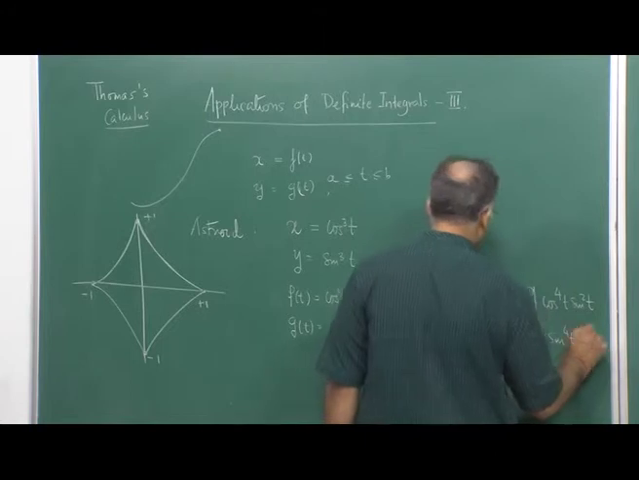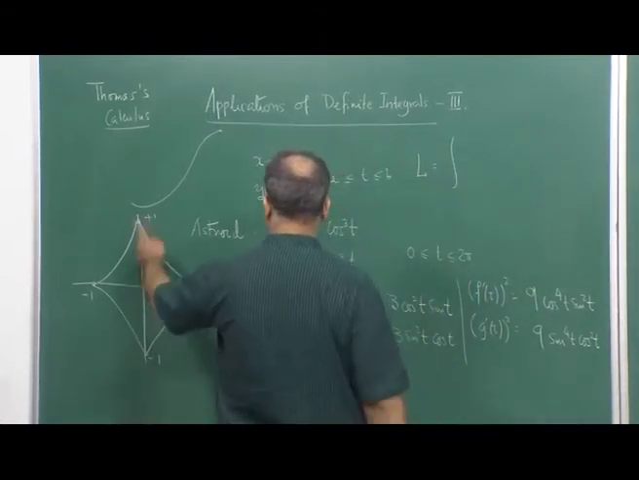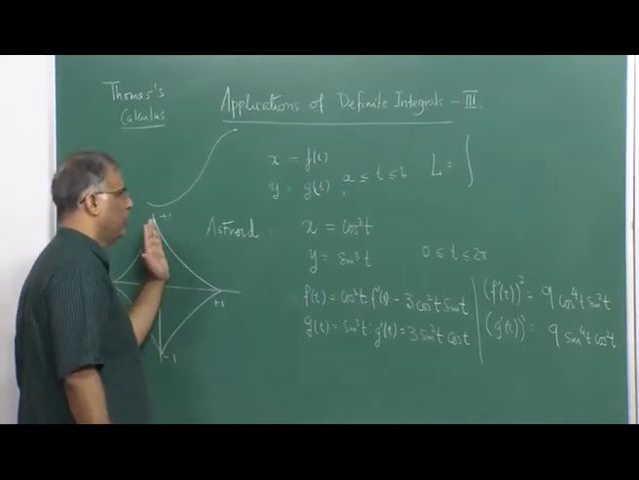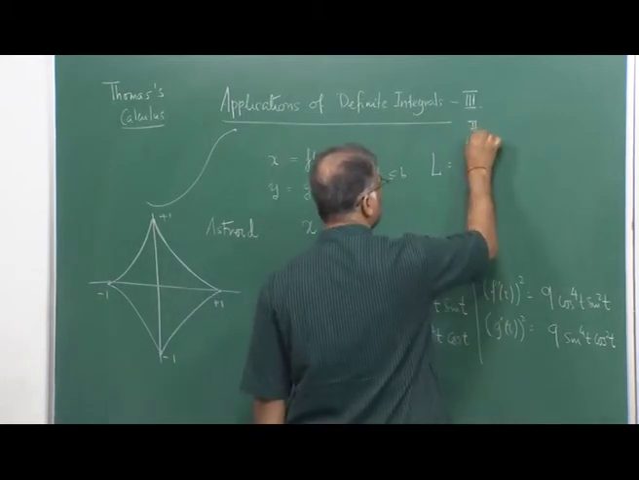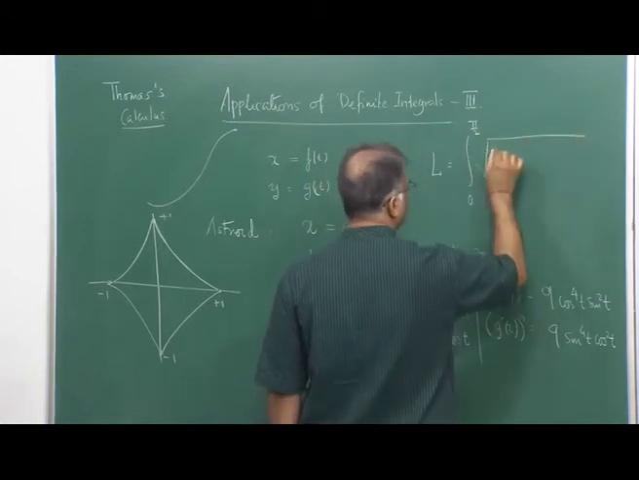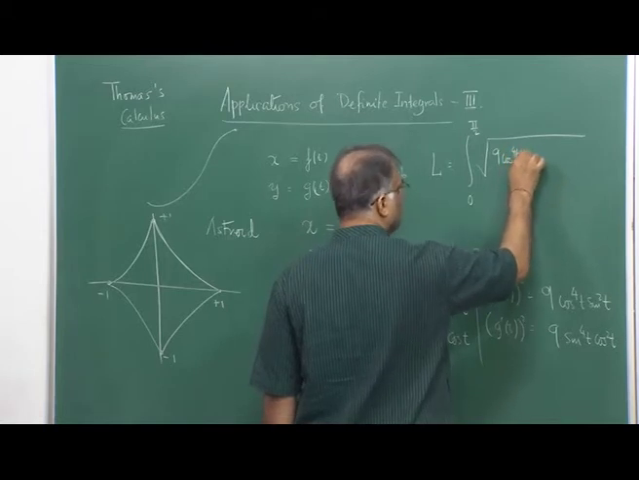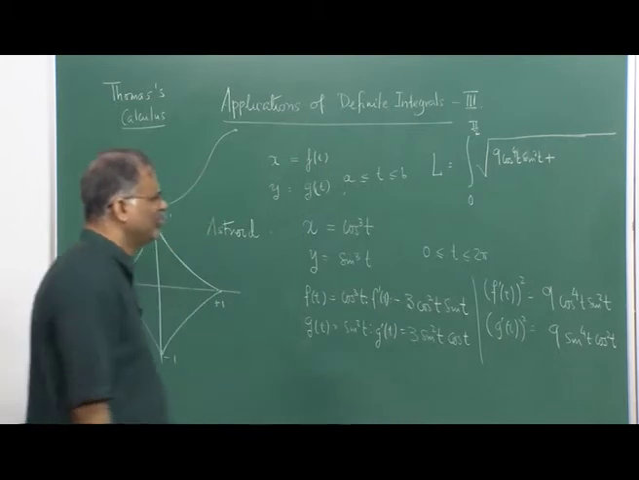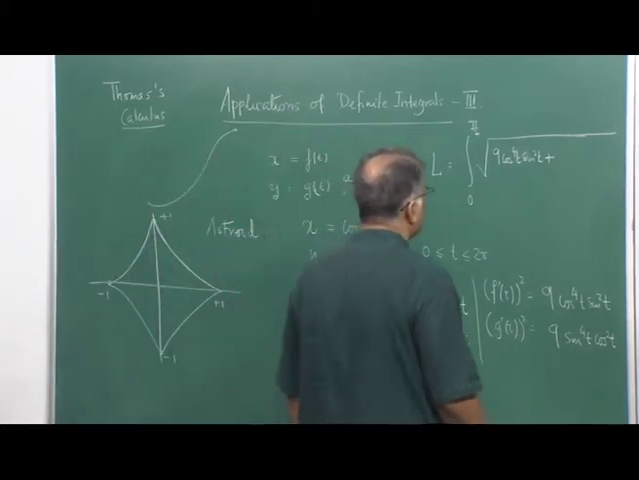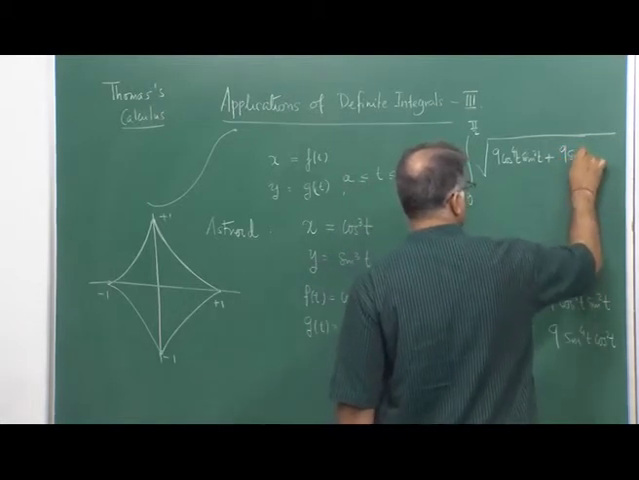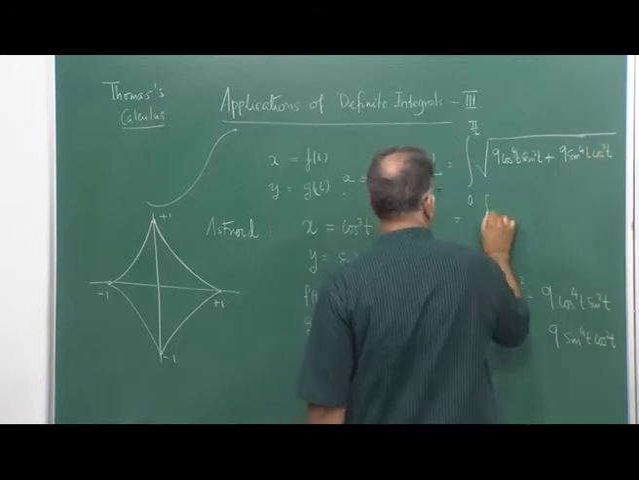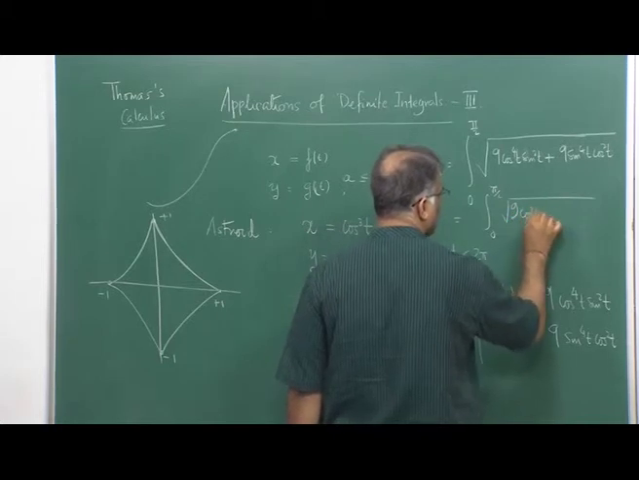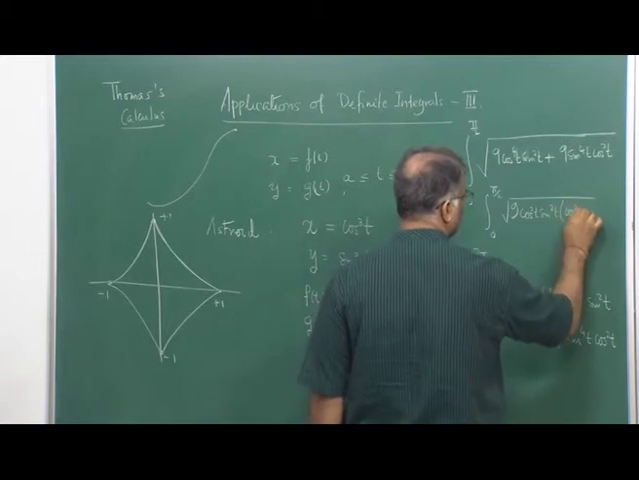cos square t. So, my length, which I just only want to find in the first part, where the angle varies from 0 to pi by 2, that is 90 degrees, then I will have the integral from 0 to pi by 2 of root over 9 cos 4 t sin square t plus 9 sin 4 t cos square t. So, that is equal to the integral from 0 to pi by 2 of root over 9 times cos square t sin square t into cos square t plus sin square t.